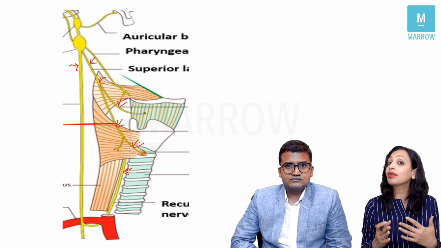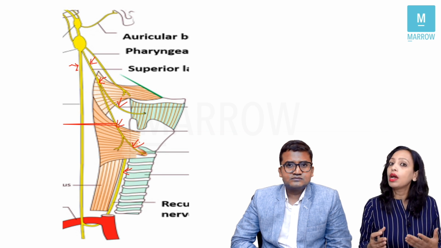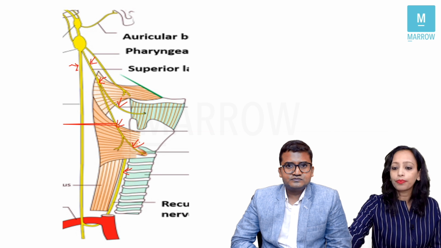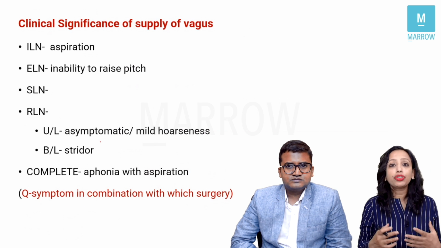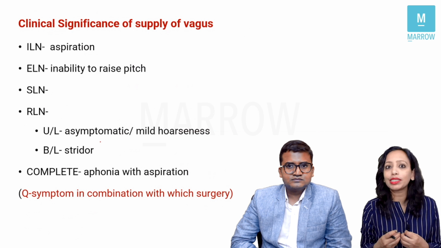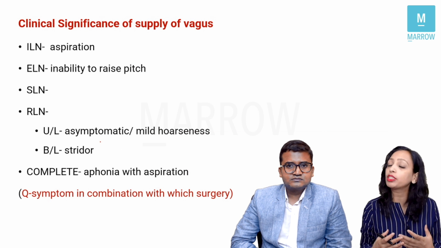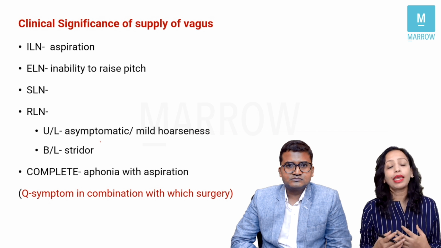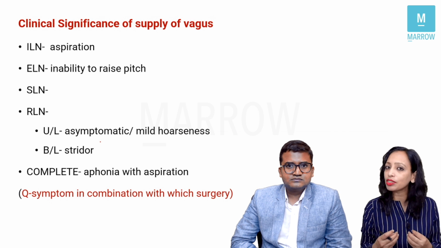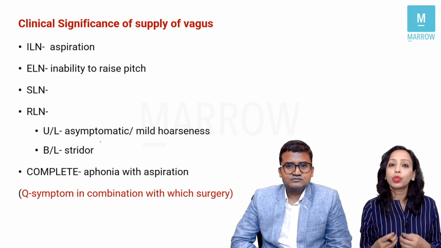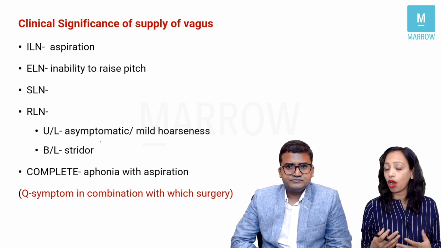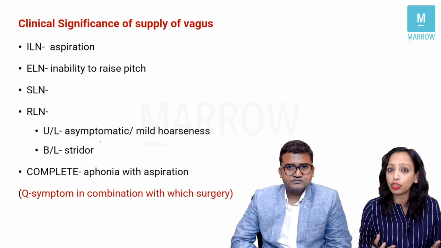So also, what's the clinical significance of knowing the supply that Sarah has just told? Yes, so we know that if there is any injury to the internal laryngeal nerve, that is purely a sensory nerve supplying the supraglottis. So the patient will have complaints of aspiration. If there is any injury to the external laryngeal nerve, that is motor to the cricothyroid. So tensing of the vocal cord will not be there. The patient will not be able to raise his pitch of voice.